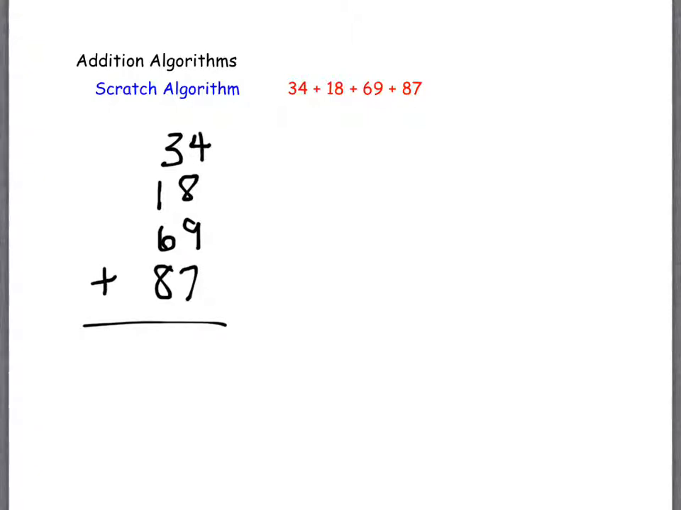So here's how it works. We are moving from right to left, okay? So we're going to start with the 4, 8, 9, 7 on the right-hand column, the ones column. We're going to start at the top. What is 4 plus 8?